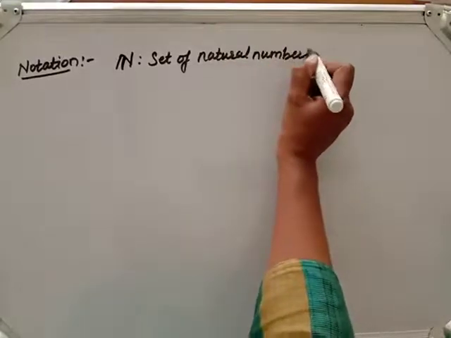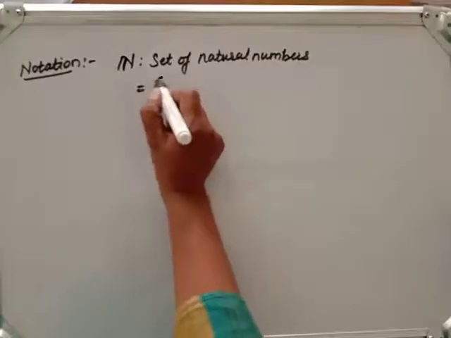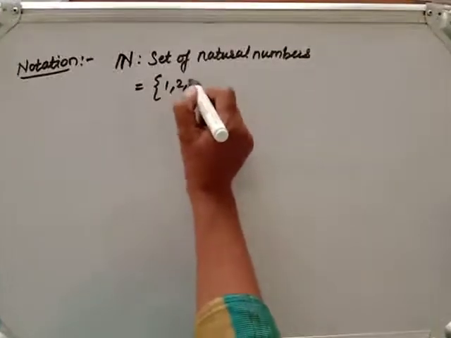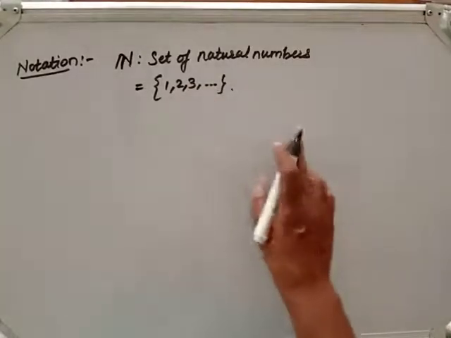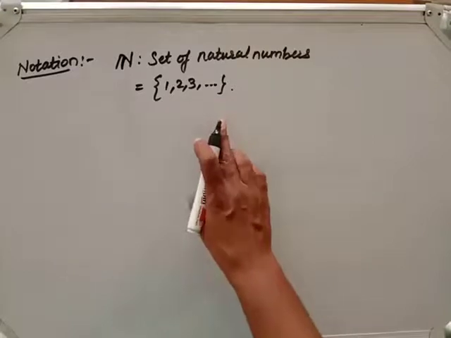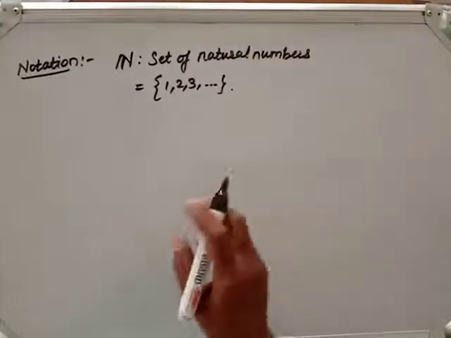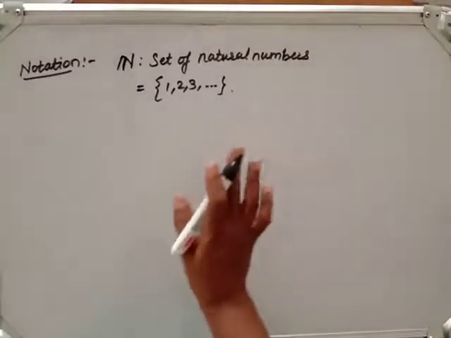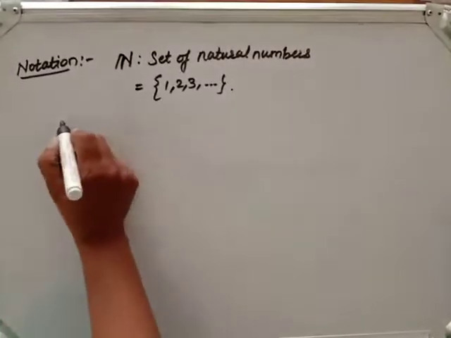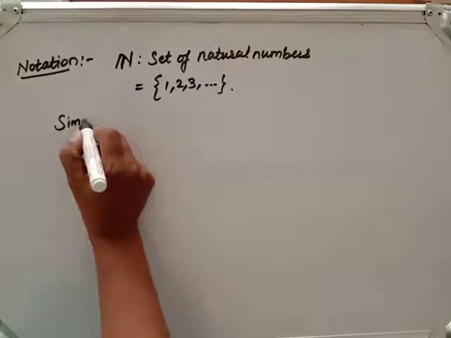This set is the set of positive integers: 1, 2, and so on. The dots say it goes on and consists of many numbers. These are counting numbers. Firstly, these are generated.